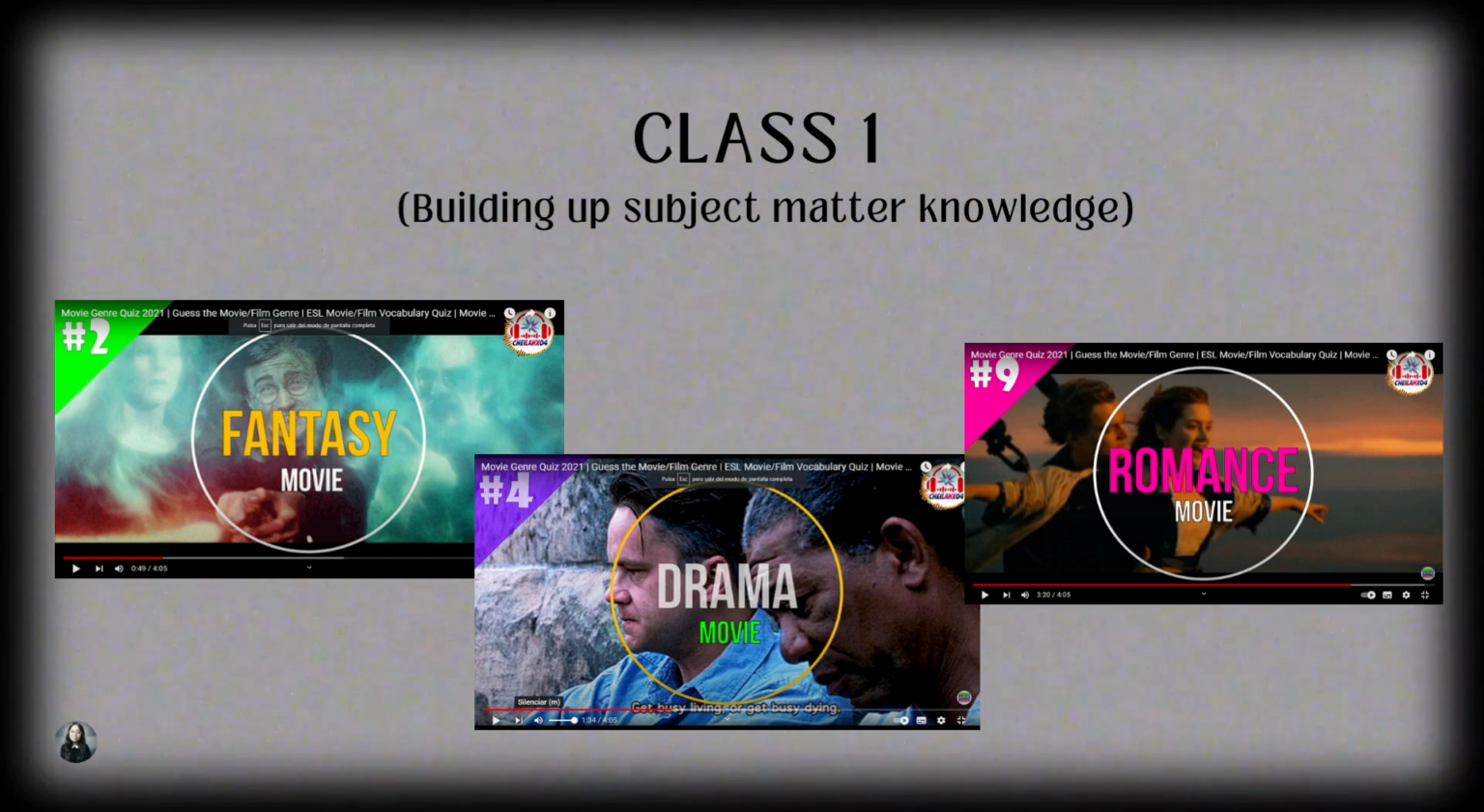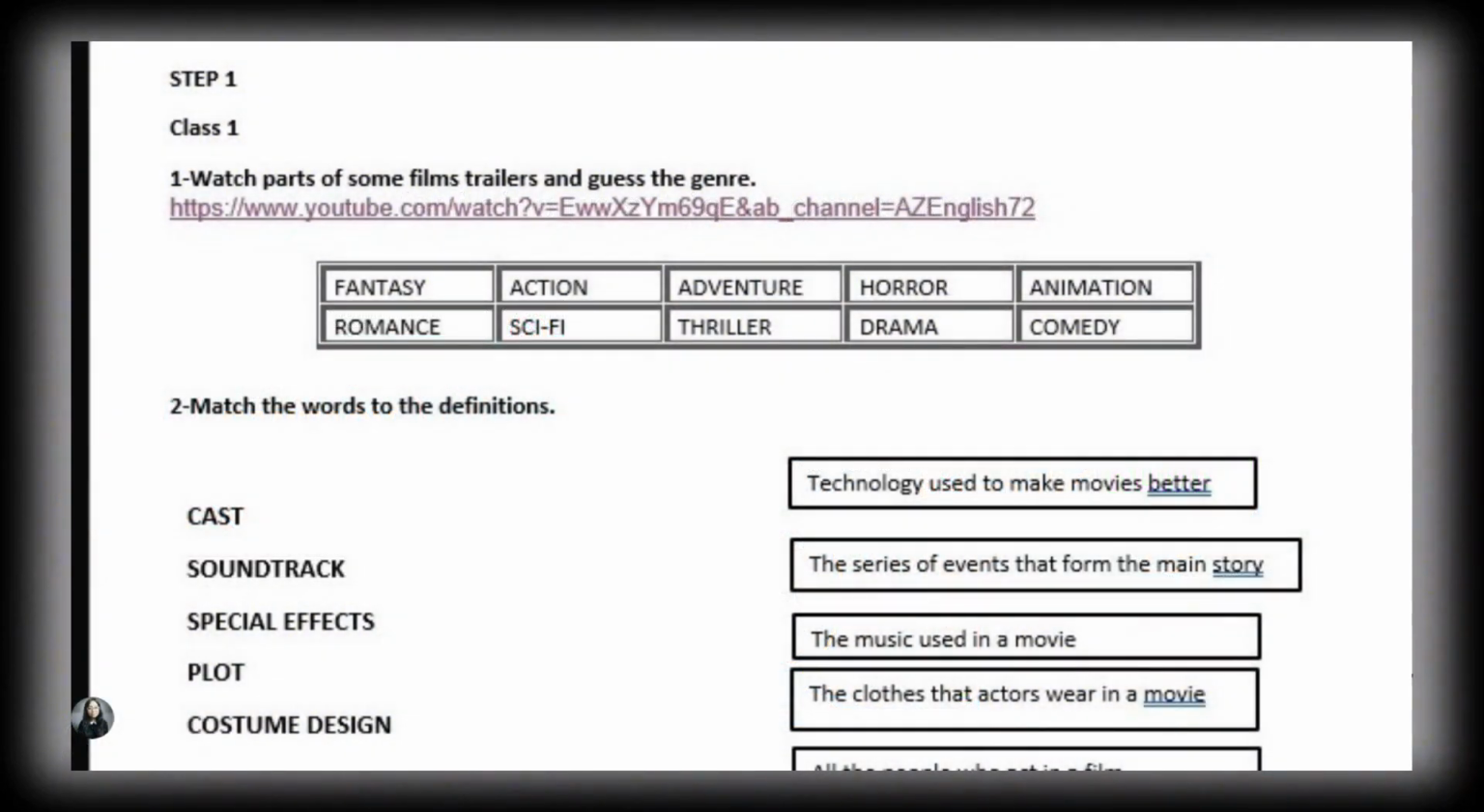During this stage, we will act as activators and constructors, providing activities to activate students' prior knowledge through the use of engaging strategies. We can start the class by asking students if they go to the cinema and if before going to the cinema they read some reviews or watch some trailers of the movies they are interested in. Activity 1. Watch the parts of some film trailers and guess the genre. Use the words in the box.